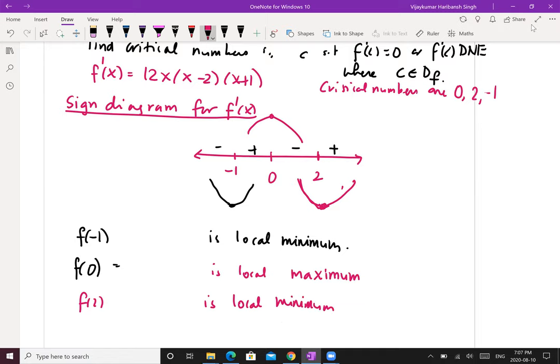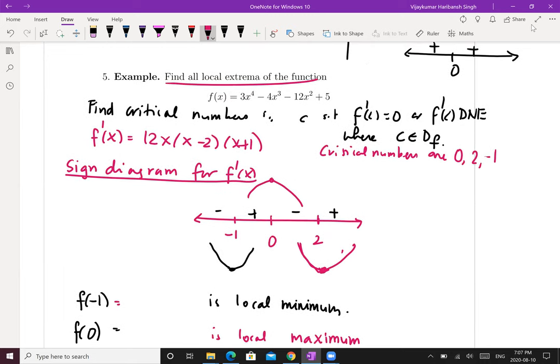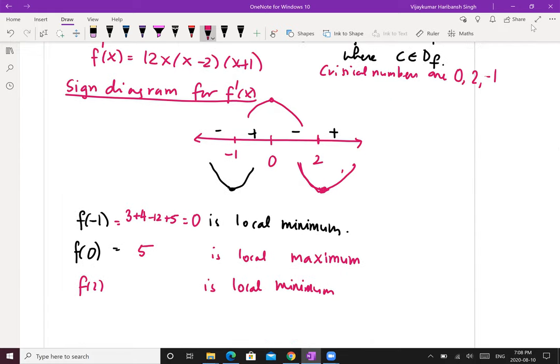However, we need to find out these values. So let's substitute: f of 0, f of minus 1. What is f of minus 1? If you put minus 1, you get 3 plus 4 minus 12 plus 5. So 3 plus 4 minus 12 plus 5 is 0. f of 0 is 5. And f of 2 is minus 27. So this is a local maximum.